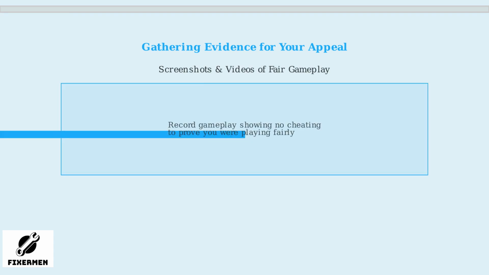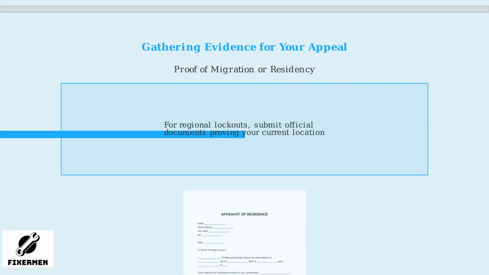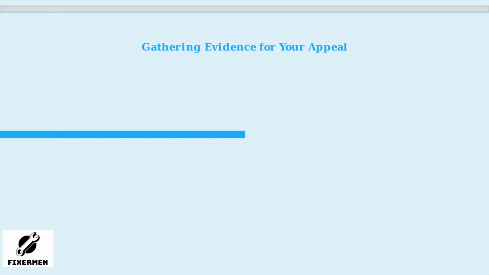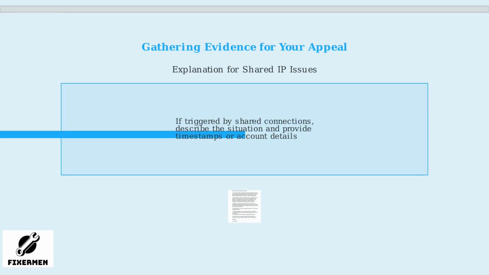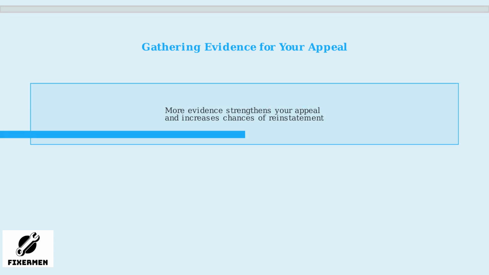For false flags related to cheating, capture screenshots or video clips during gameplay that clearly show you playing fairly without any unauthorized tools or suspicious behavior. If your ban is due to regional restrictions, provide proof such as utility bills, official ID, or affidavits that confirm your current residence and account location. For bans caused by shared IP addresses, like during LAN parties or family internet use, write a clear explanation of the circumstances and include details like dates and other accounts involved. The stronger and more comprehensive your evidence, the higher your chances of a successful appeal. Always be honest and thorough in your submissions.